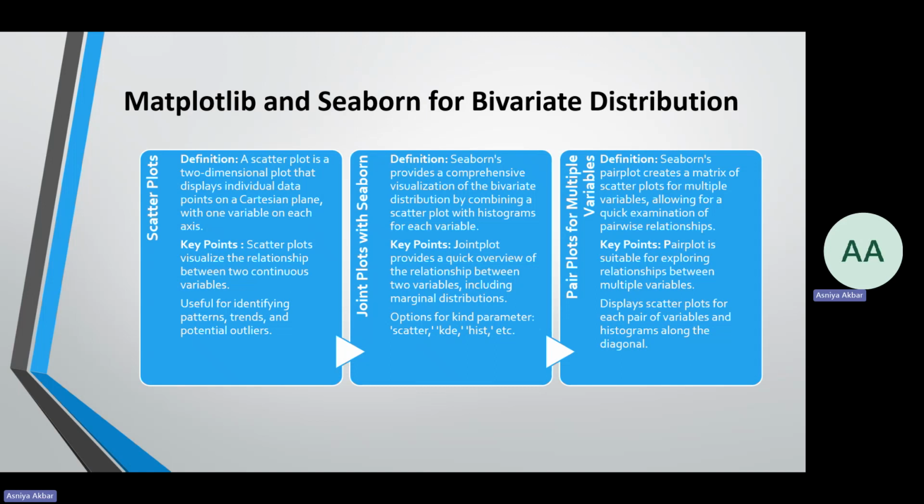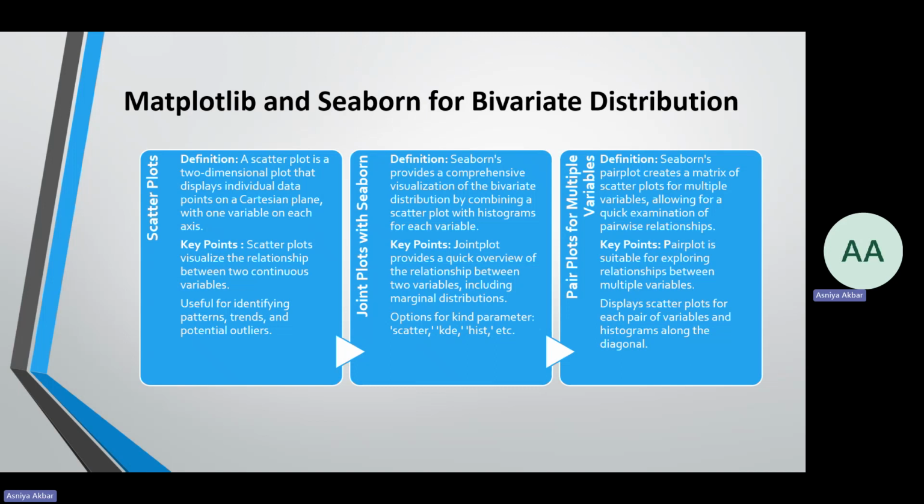Okay, so firstly, a scatter plot is a two-dimensional plot that displays individual data points on a Cartesian plane with one variable on each axis. So the key point of scatter plots is that they visualize the relationship between two continuous variables. And it is very useful to identify patterns, trends, and even potential outliers.